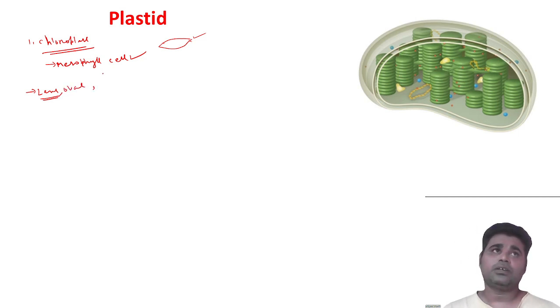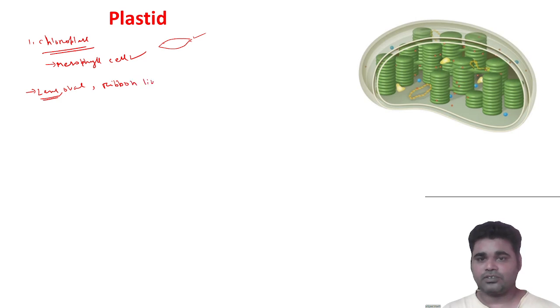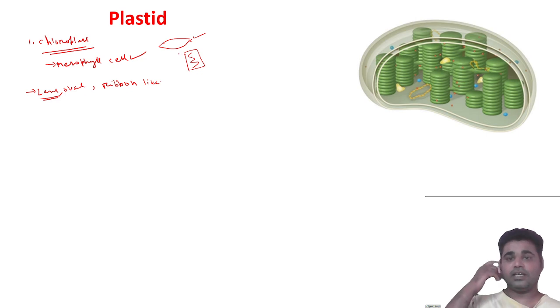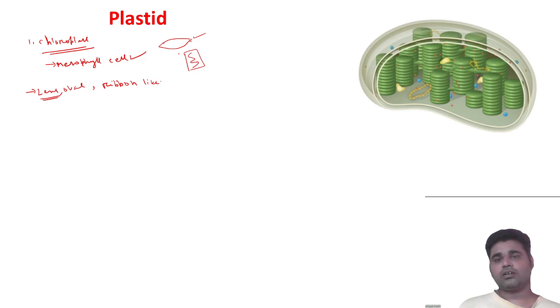For example, in some, ribbon-like structures are also present. Ribbon-like means in the spirogyra. In the spirogyra, the structure is like this, that means a ribbon-like chloroplast is present. So the shape varies. Mostly it is lens or oval shape, and some are discoid or ribbon-like structures.